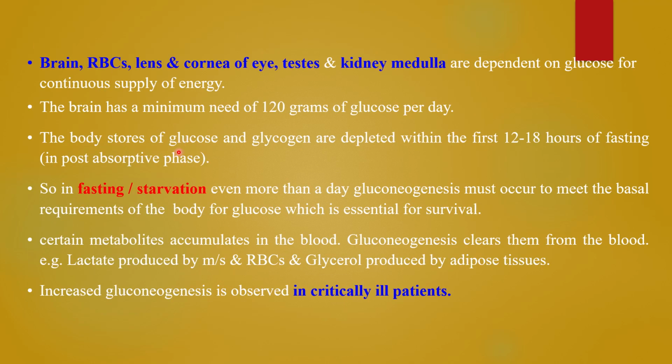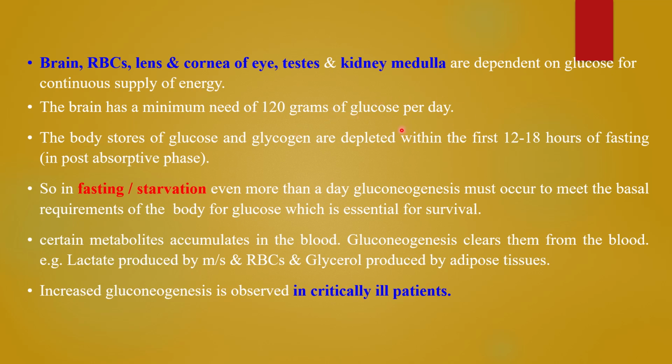So, what is the significance of gluconeogenesis? There is a vast role of gluconeogenesis in maintaining the homeostasis of blood glucose. The brain, RBCs, lens and cornea of the eye, testes, and kidney medulla are dependent on glucose for a continuous supply of energy. The brain has a minimum need of 120 grams of glucose per day.